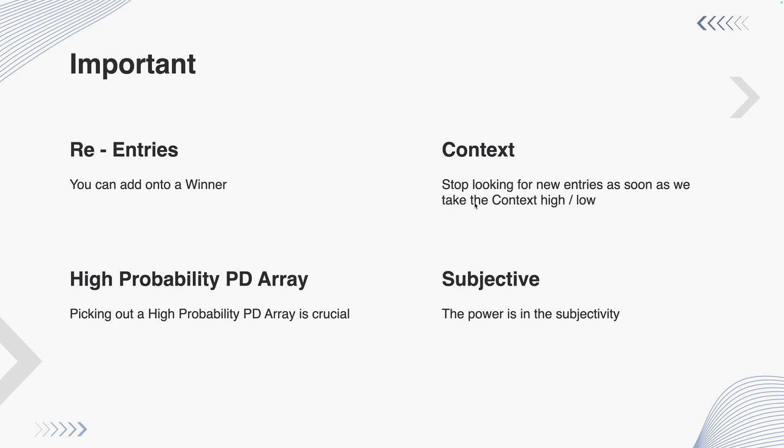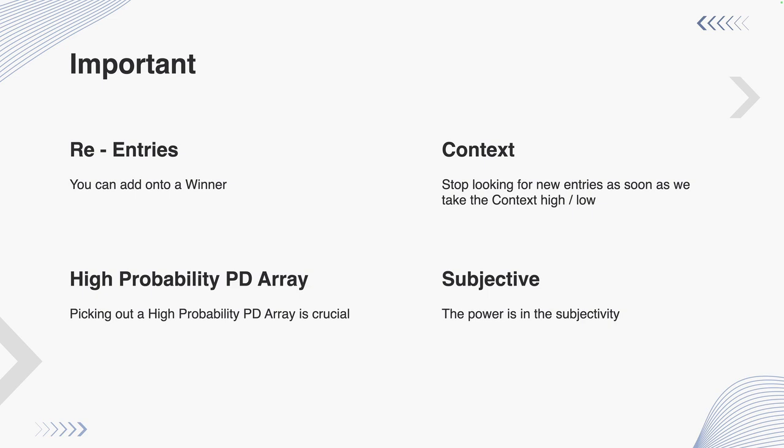Then context right here. Stop looking for new entries as soon as we take the context highs as low. Again, speaks for itself. Already what we went over in the order flow entries as well. High probability PD array. Picking out a high probability PD array is crucial. I am not just entering off of any PD arrays that you are seeing right there. I'm entering off of high probability PD arrays.